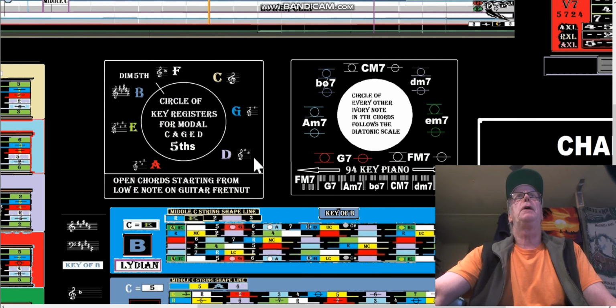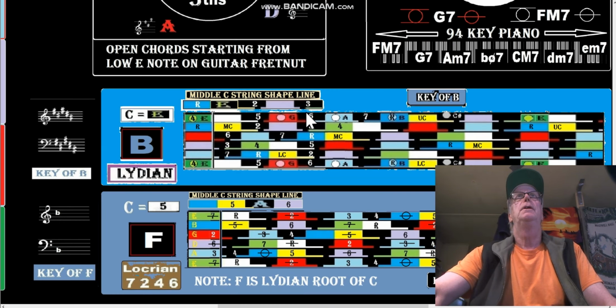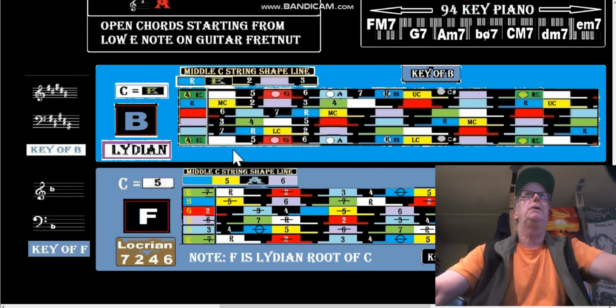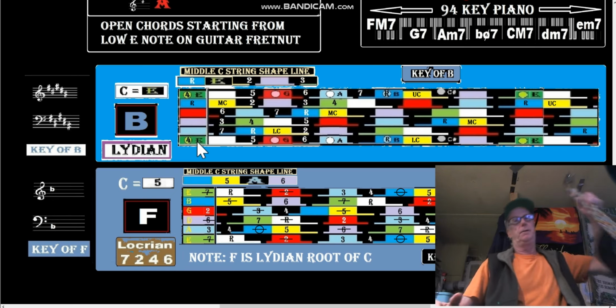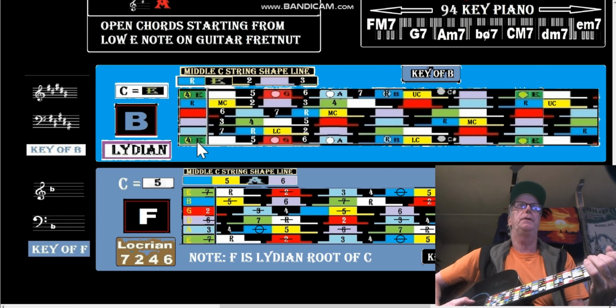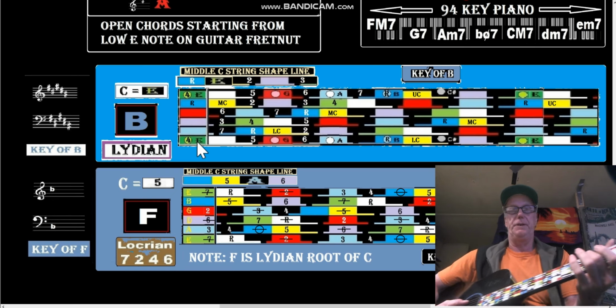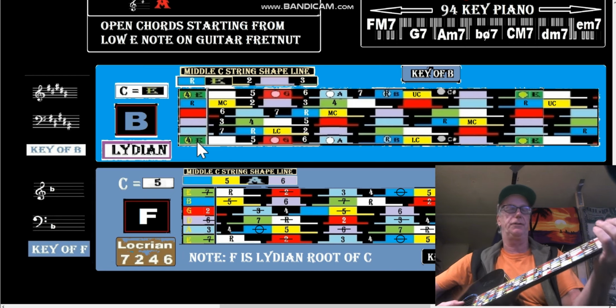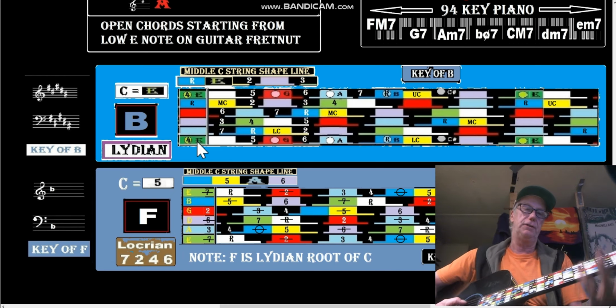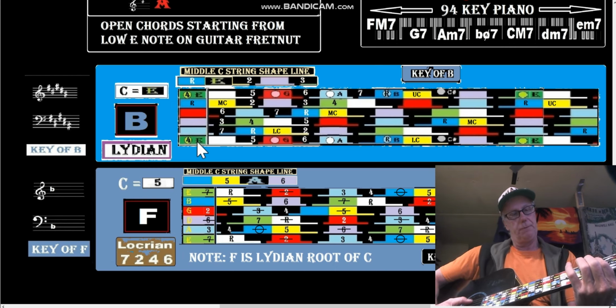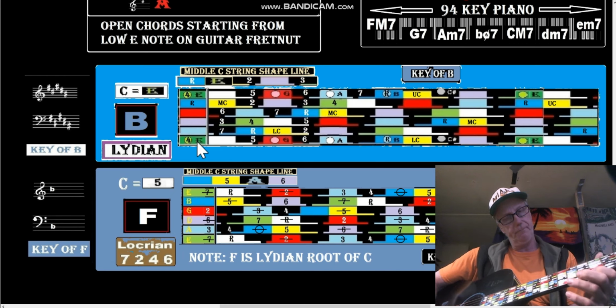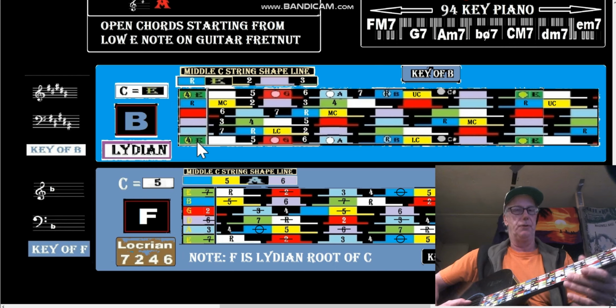Because we're looking at, primarily, I want to make it easy, starting primarily on the low E note. On my guitar, that low E note is here. Well, my low E note is here, but I'm saying my lowest note is actually C, because I'm down-tuned. On your guitar, your lowest note is this E note. Okay, I'm down-tuned.